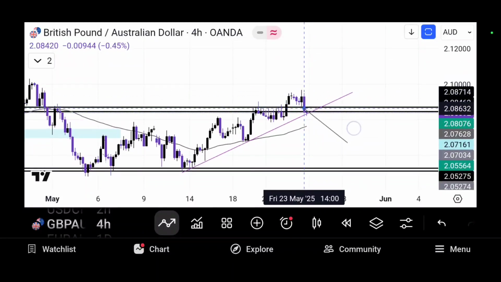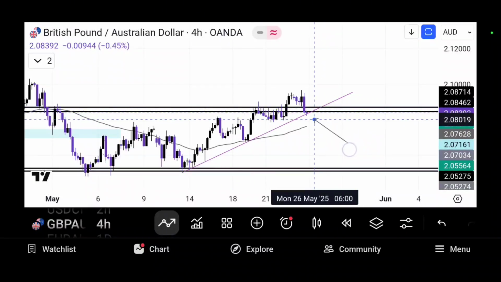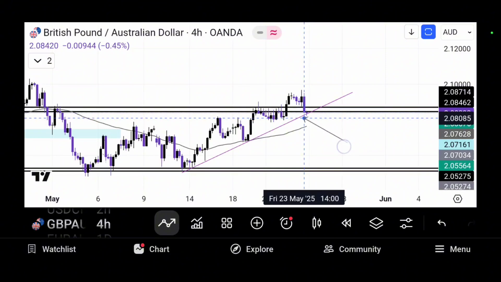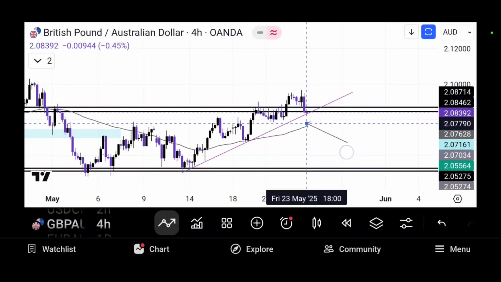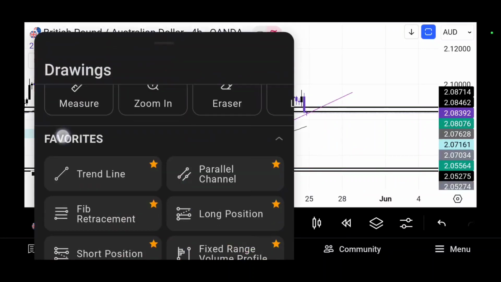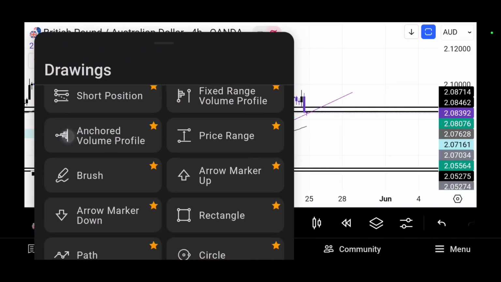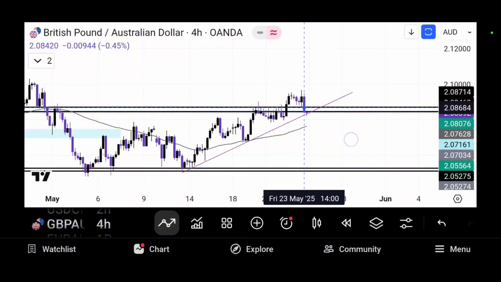Then for the bearish scenario, we'll wait for price to break below this trend line, break below this key zone. Then this support will now automatically turn to resistance zone. Then we'll also wait for this moving average to go above price before we'll now look for sell. The only way we'll look for sell is for this price to break below here like this, then wait for the pullback to this key point, then you look for your entry confirmation, then you sell off to this other zone. So this is for GBP AUD.